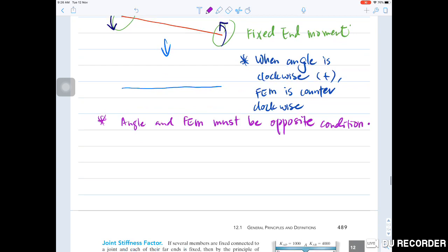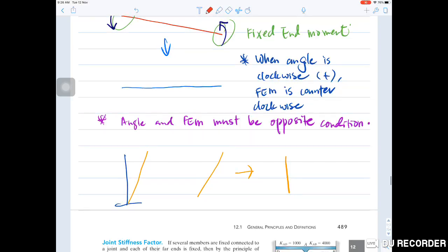Same goes to column. If we have, let's say, like this, column due to delta, column move to this, okay, this one to this one, the moment will push this to straight position, push this one also, and then the column will go to straight position again. If we measure the angle, original, new, the chord rotation is clockwise and the FEM is counterclockwise.